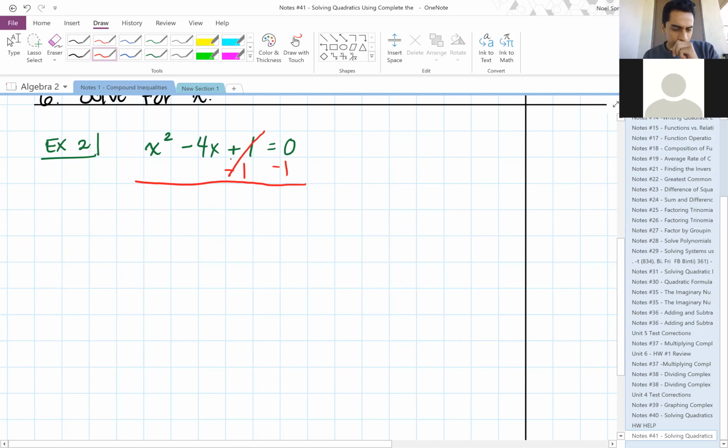That one cancels. So we have x squared minus 4x. I'm going to put plus, and I'm going to leave a space here. And then that's equal to negative 1. And then I'm going to put a plus and a space here. I'm leaving those spaces open because that's my reminder that I eventually have to add something back to both sides.